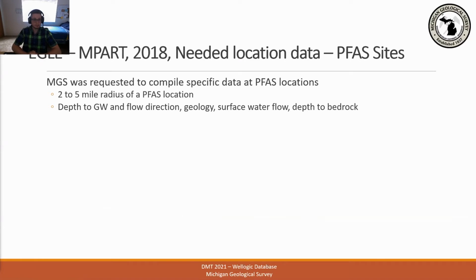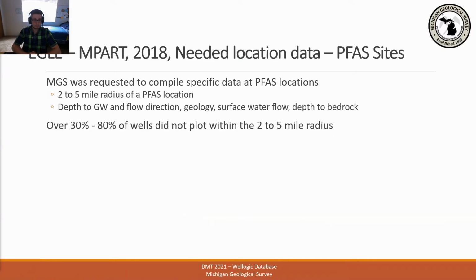And so in that 2 to 5 mile radius, that's when we found out that the locations could be 1 to 6 miles off, in the wrong township. Some of them were in Lake Michigan or Lake Huron, and yet nobody bothered to correct those. We then had to look at the depth of groundwater. We were looking at flow direction, basic geology, surface water flow, and depth to bedrock. And so we looked at all the sources of data that we could get.